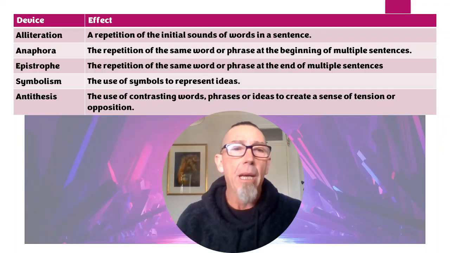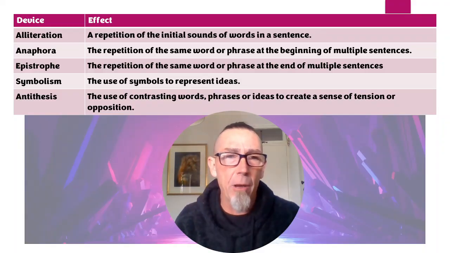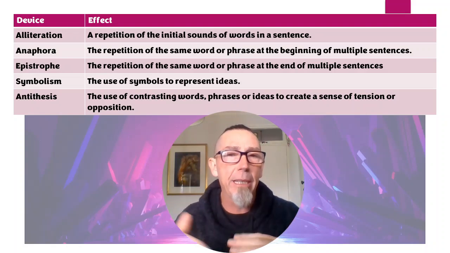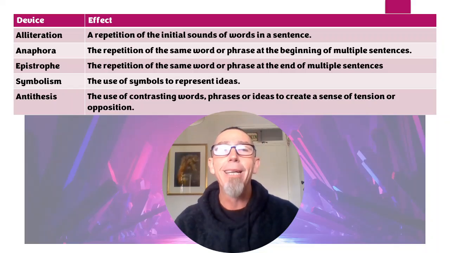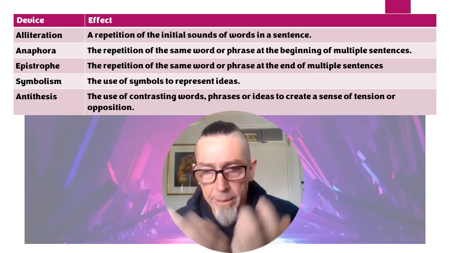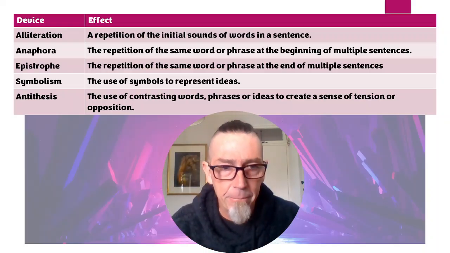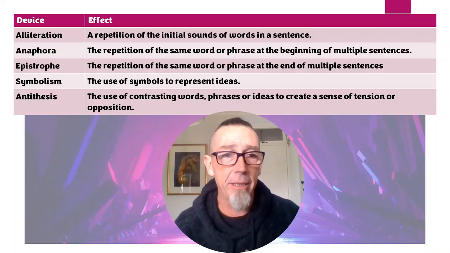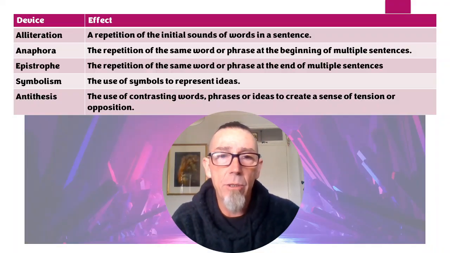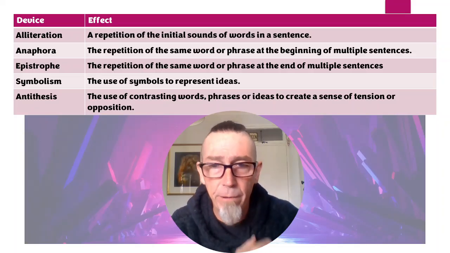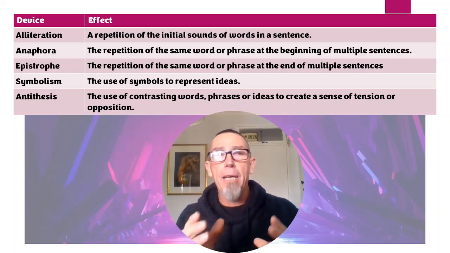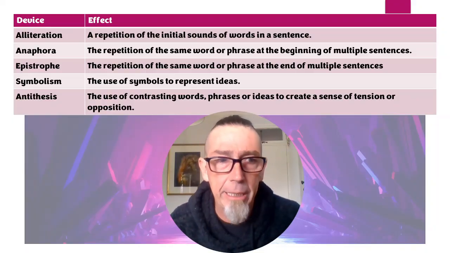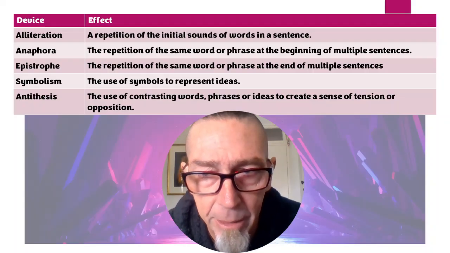And epistrophe is kind of like the opposite of that. It's where the sentences always end with the same word or the same phrase. Symbolism, where the writer has created a symbol to have a big impact on the reader. And antithesis, those contrasting words or phrases. Guys, these are some of the techniques. Go through a text, start trying to highlight some of these ideas.